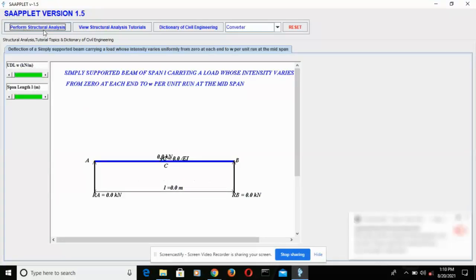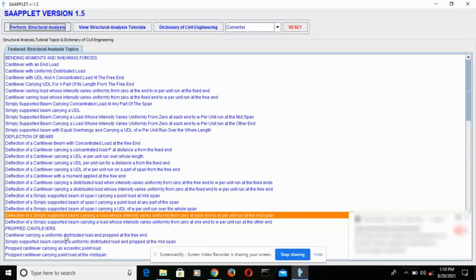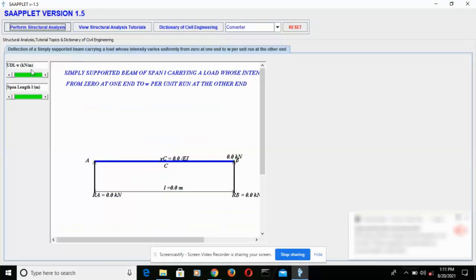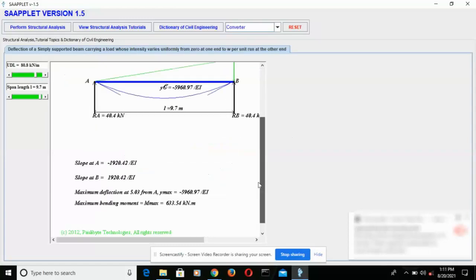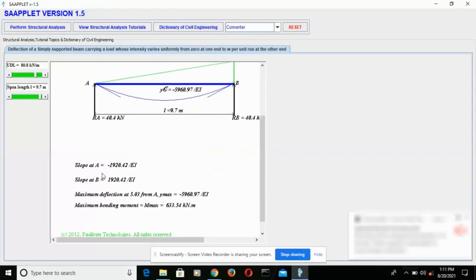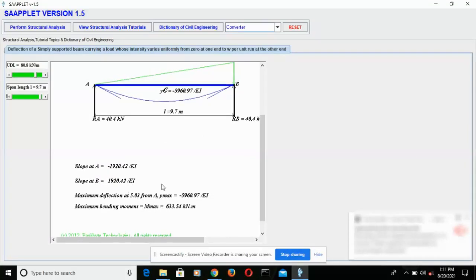Then we look at the last one. This one is still an example where you apply the load, you apply the span, then the deflection at any point. You can see the deflection. Slope at A is given here, slope at B is given, maximum deflection at 5.09 from A. You can see it. Maximum bending moment is given here.